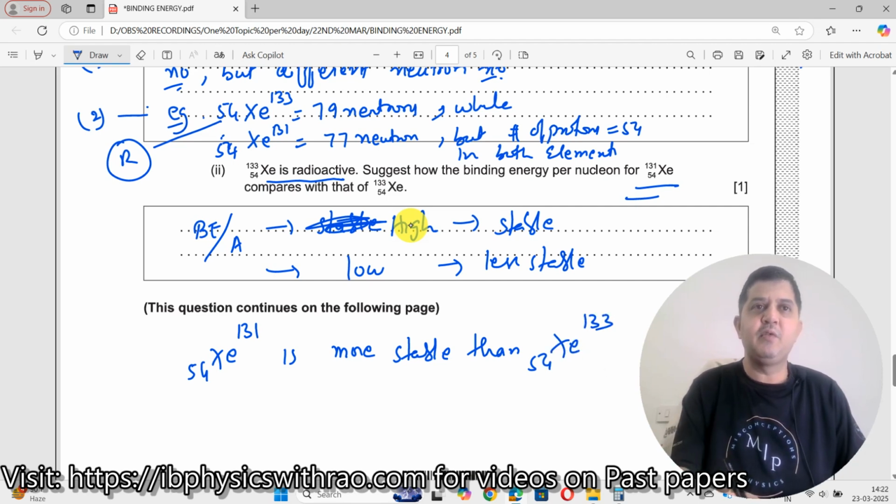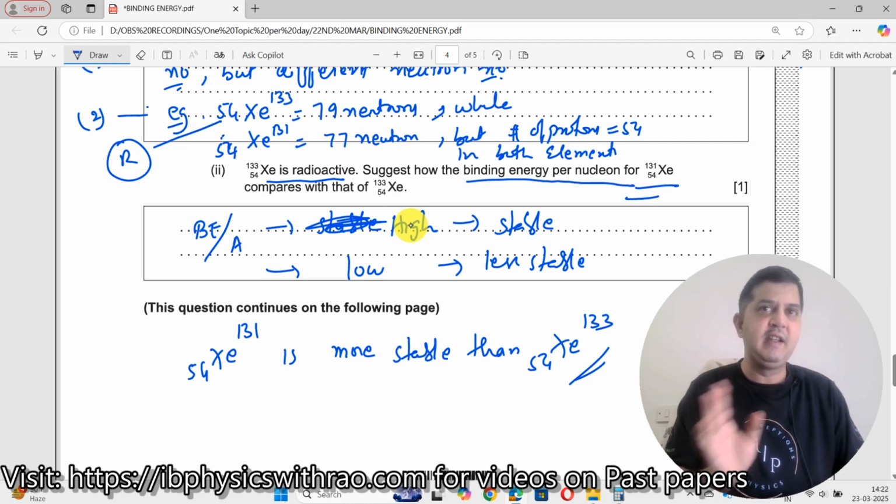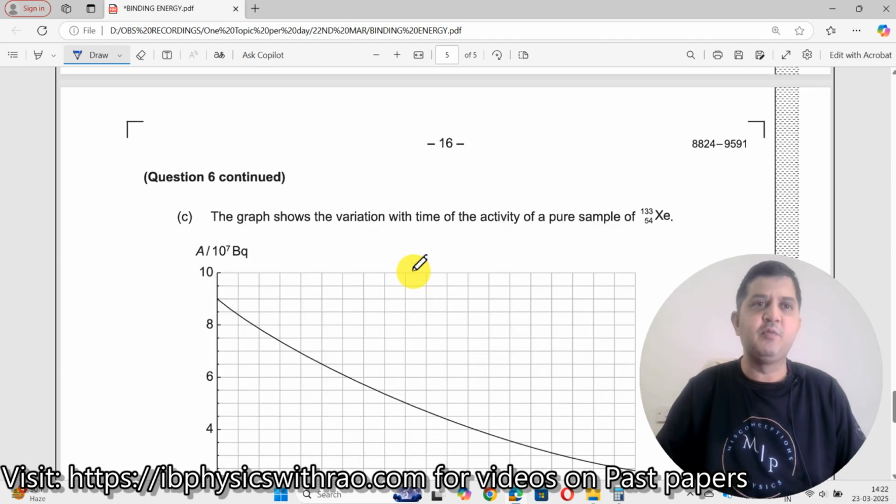Because we are looking only at the stability, you cannot comment based on the half-life, or on the number of nucleons, number of nuclei, or number of atoms present in the sample. You can only talk about the stability based on the binding energy, because binding energy per nucleon only reflects the stability. It doesn't tell you anything else. Okay, next, let us move on to the next one.